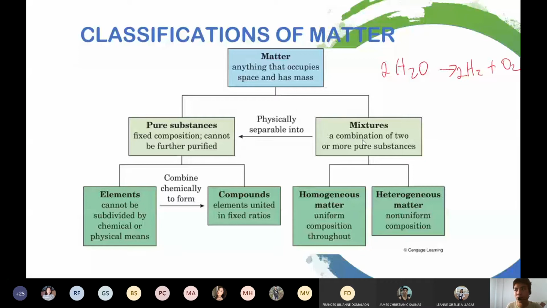You have a combination of two or more substances. If they form the same phase, it's a homogeneous mixture. If they do not form the same phase, that means there are layers, then you have a heterogeneous mixture. Anything in between the two? If there are two distinct appearances or properties of your matter, you have colloids. But colloids is quite more technical, so next sem na lang siya.